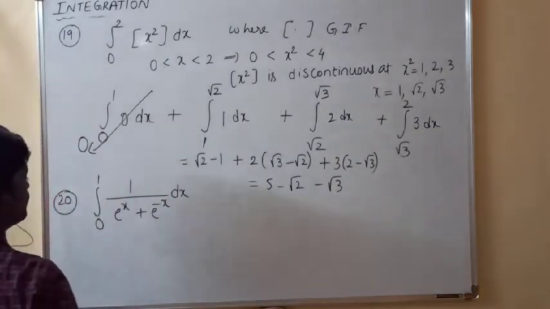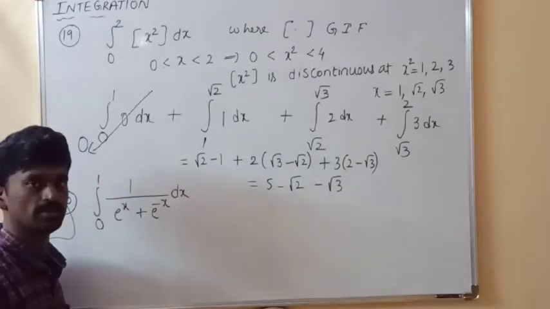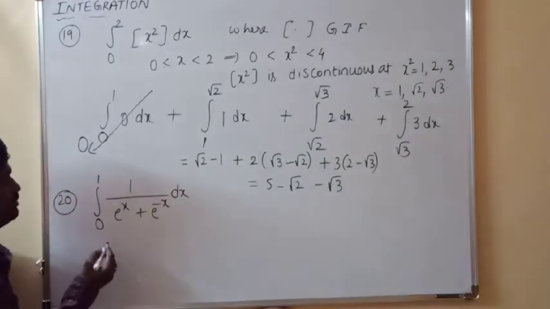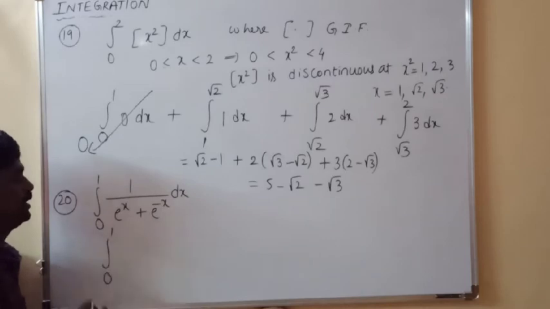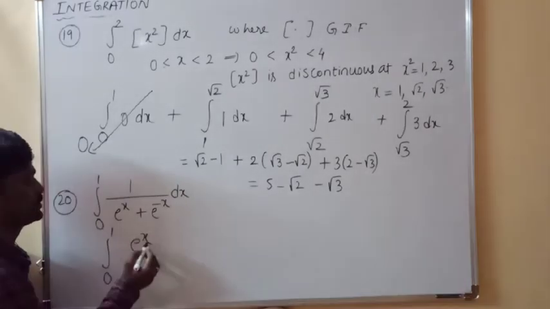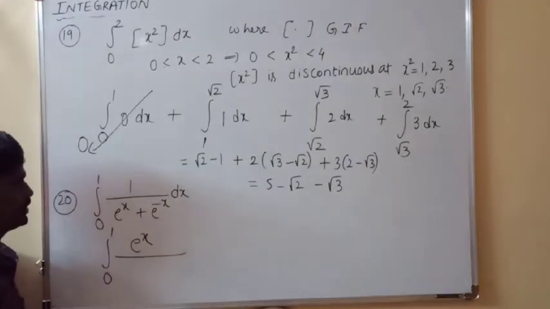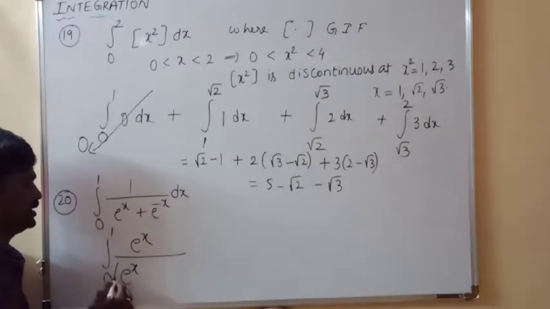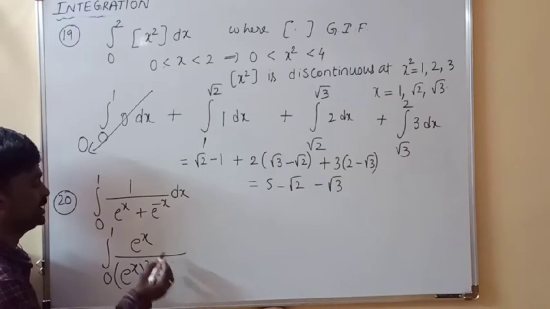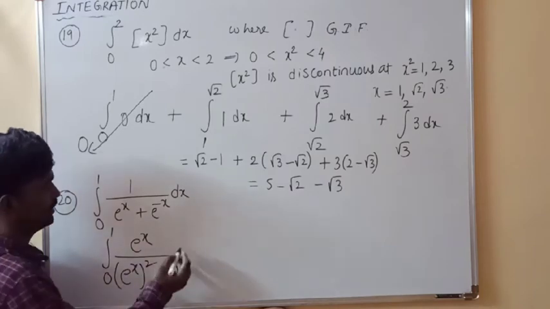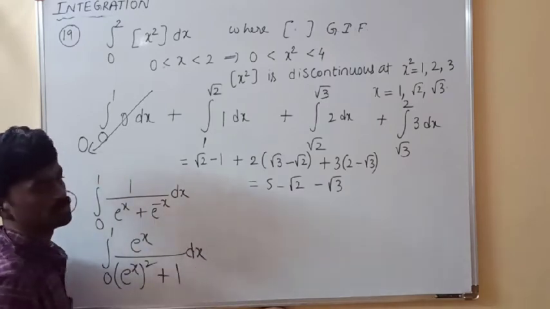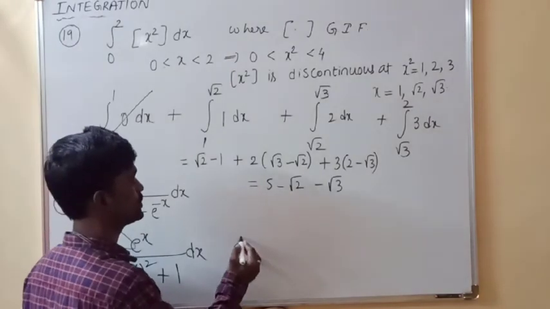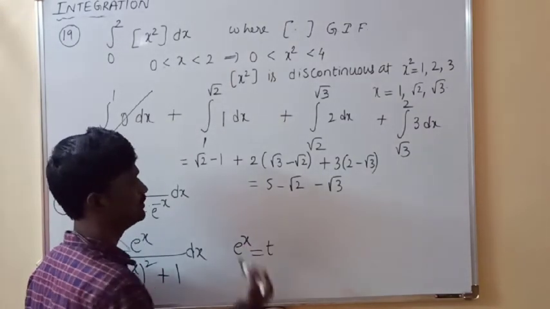Integral 0 to 1 of 1 by (e power x plus e power minus x) dx. Simple problem. Just multiply numerator and denominator by e power x. If you multiply numerator by e power x, what do you get? E power x. Denominator, what do you get? E power x into e power x whole square plus e power x into e power minus x is 1, into dx. So clearly here you have to take what substitution? E power x is equal to t.